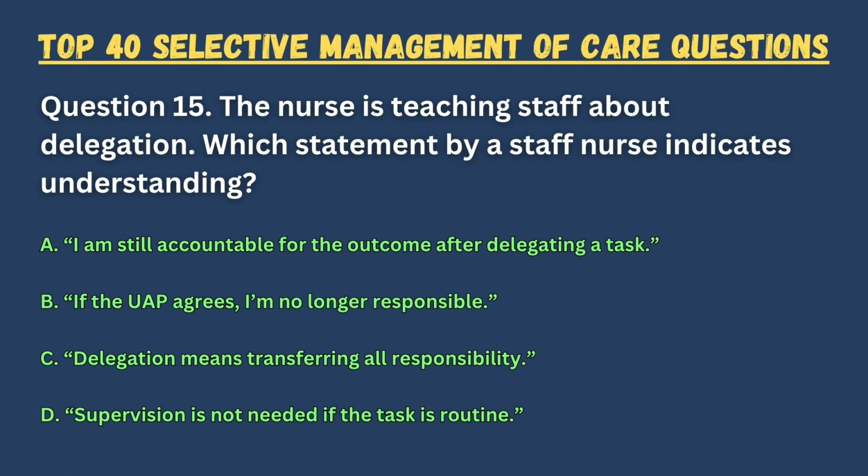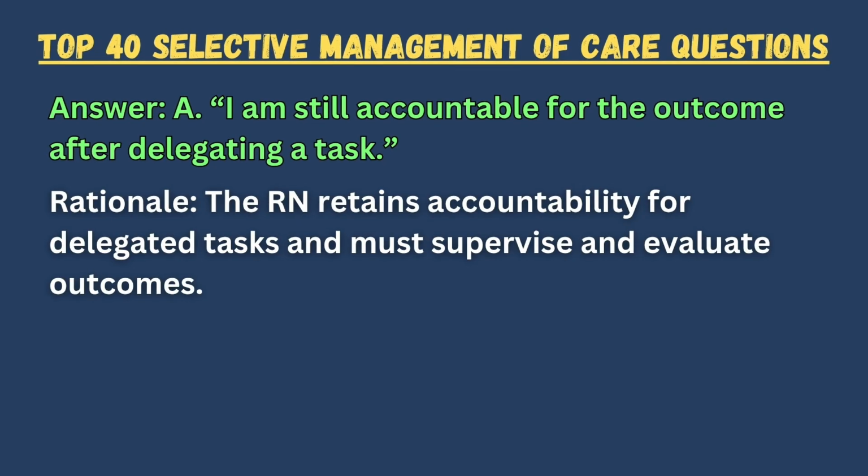Question 15. The nurse is teaching staff about delegation. Which statement by a staff nurse indicates understanding? A. I am still accountable for the outcome after delegating a task. B. If the UAP agrees, I'm no longer responsible. C. Delegation means transferring all responsibility. D. Supervision is not needed if the task is routine. Answer: A. I am still accountable for the outcome after delegating a task. Rationale: the RN retains accountability for delegated tasks and must supervise and evaluate outcomes.